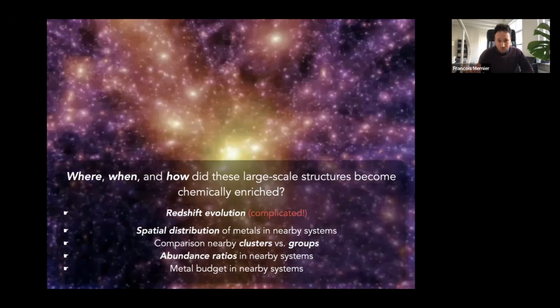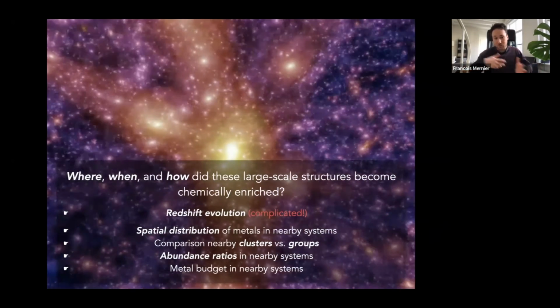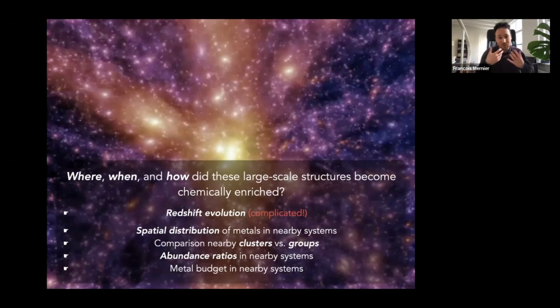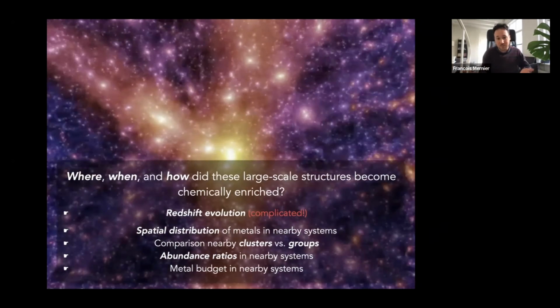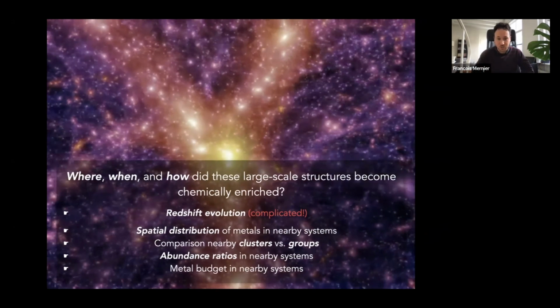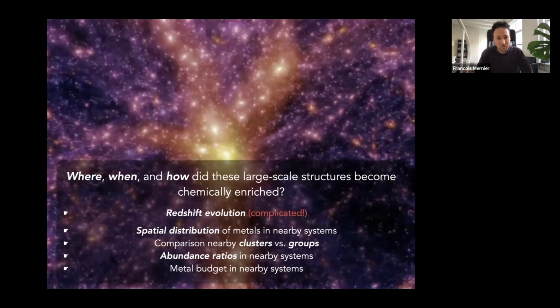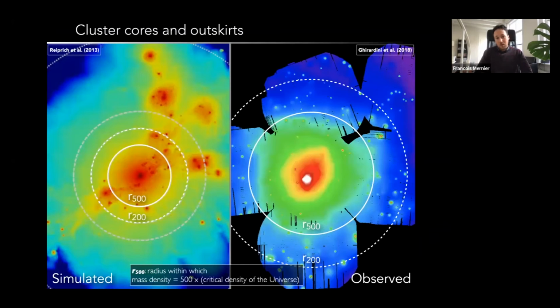We can look at the spatial distribution of metals. We can look at the comparison of metals between clusters and groups. We can look at not only the overall metallicity, but abundance ratios. And we can also look at the metal budget. And I'm going to tackle this in the next slide. So let's first look at the spatial metal distribution. First of all, I think it's important here to introduce some concepts.